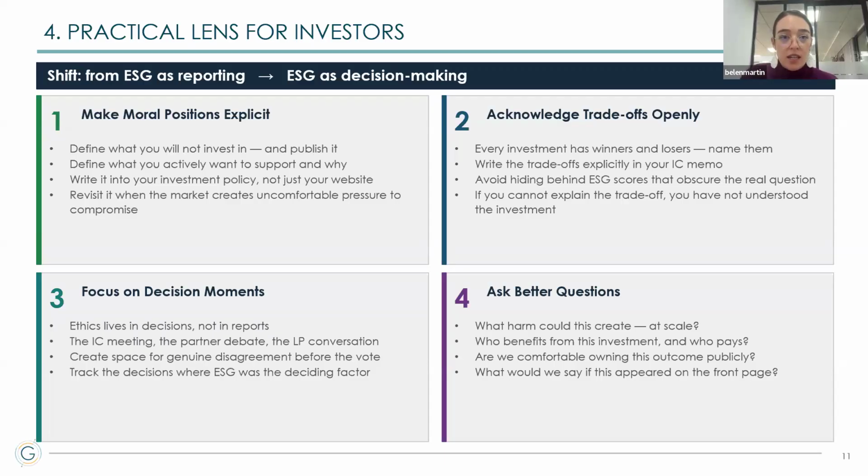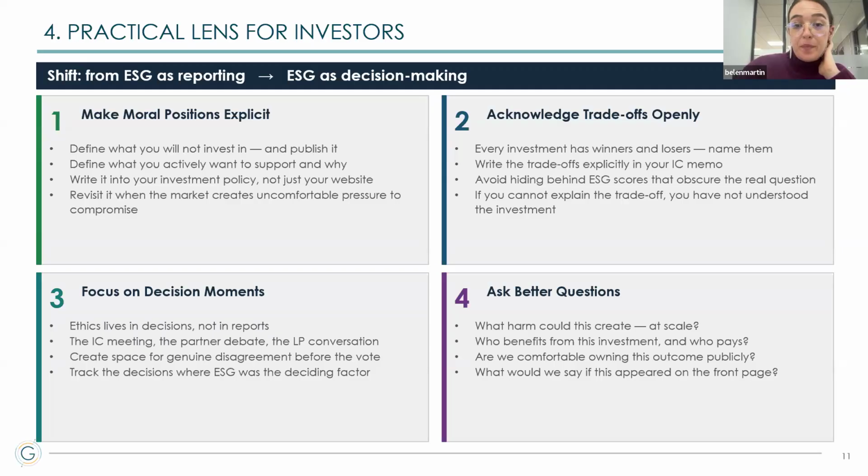One point that we have discussed quite a lot is to make moral positions explicit, what we will not invest in. For example, this is something that you already have in your exclusion list, but it's also fine to say that it's not written in stone. It can be that in 5 years something happens in the market and new exclusions come, or some sectors go out of the exclusion list. So it's important to revisit it from time to time, to discuss it, and to make it explicit.